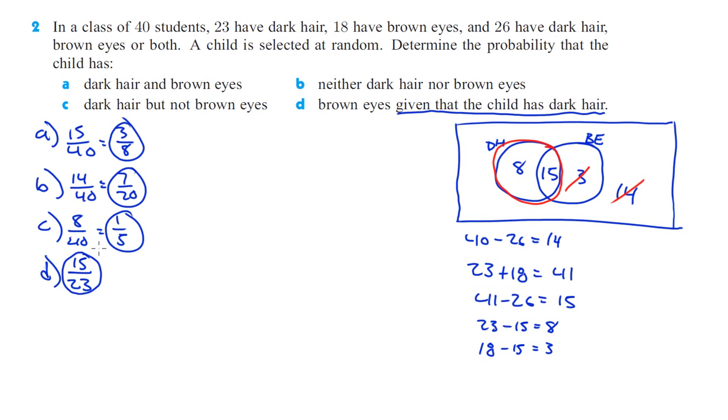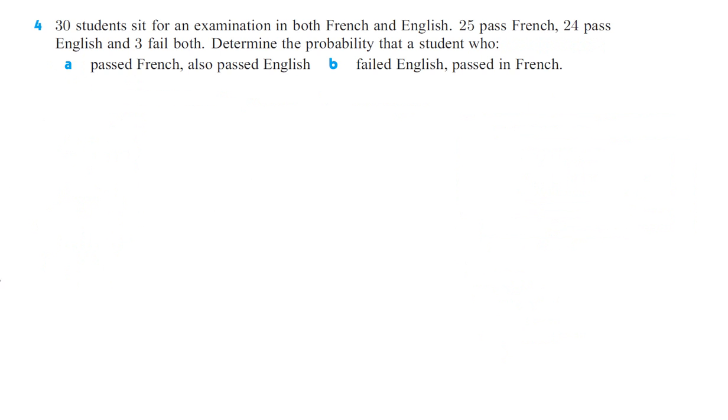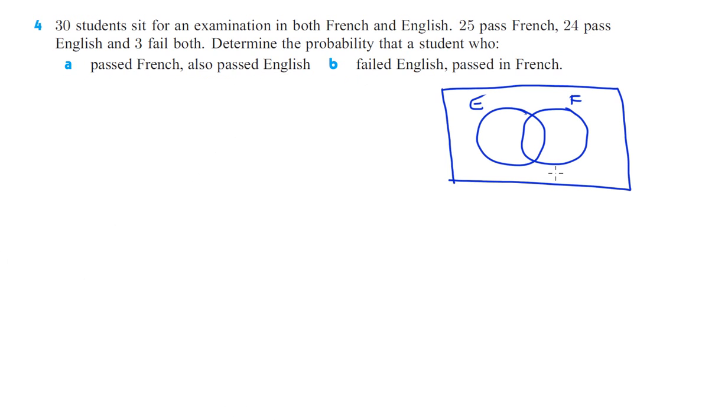Okay, all right, next problem. We have number 4. 30 students sit for an examination in both French and English. 25 pass French, 24 pass English, and 3 fail both. Determine the probability that a student who... Again, I just think that these are much easier with a Venn diagram, so I'm going to draw one of those. Okay, so here's our Venn diagram.